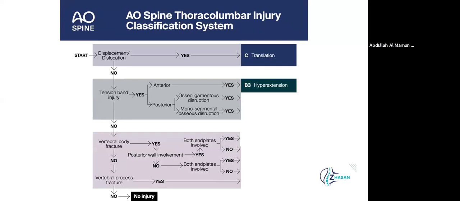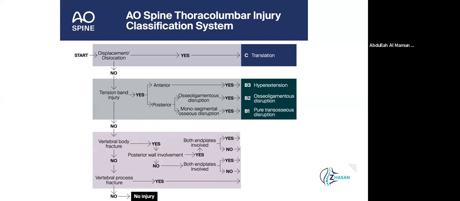Now, if it is not anterior but posterior tension band injury, then is it bony or ligamentous or both? If it is an osteoligamentous involvement, then it is B2. Okay, and if it is only bony, then it is B1, pure transosseous disruption, as you can recall.